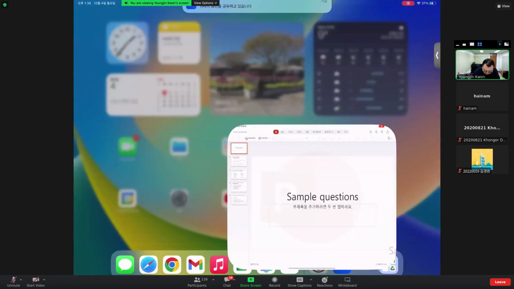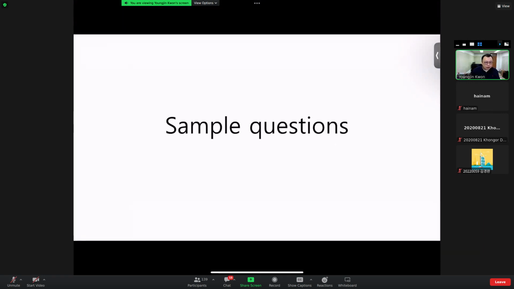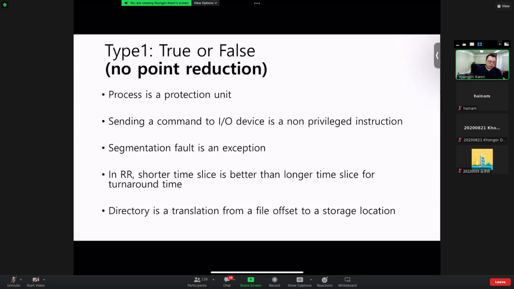Okay, so these are sample questions. Again, I put this slide on Piazza, so you can download it. So here are some of the sample questions. It consists of three types. First type, true or false. For example, this is a simple kind of question, right? Process is a protection unit. You can just answer true or false. Sending an IO command to an IO device is a non-privileged instruction, for example. True or false?